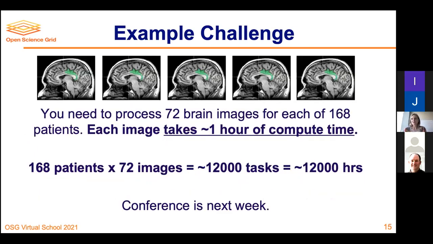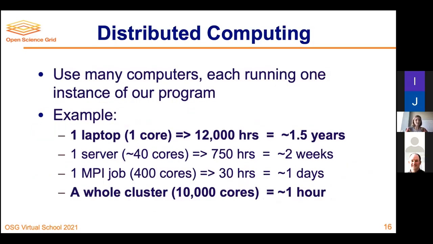So let's take one kind of real world example and scale this out a bit. Let's say that you've got 72 brain images or slices for each of 168 patients. That adds up to around 12,000 compute hours. And you've got a conference next week that you want to present the results at. Here are some different distributed computing approaches. First off, if you were to do this on your laptop, not so distributed, you'd need 12,000 hours, which is about a year and a half. Clearly, we don't have that much time if our conference is next week.